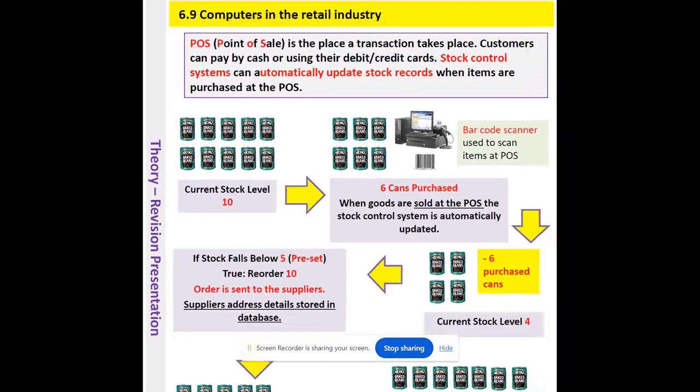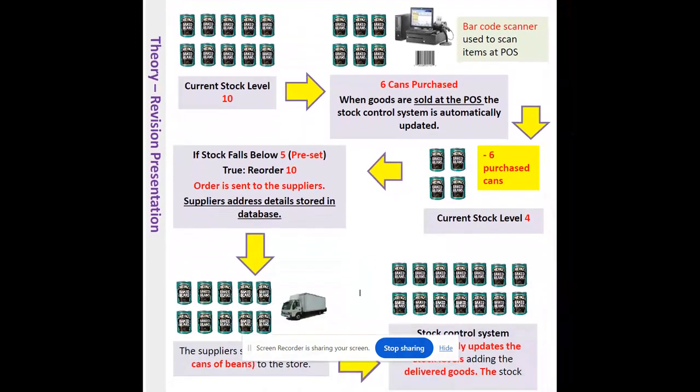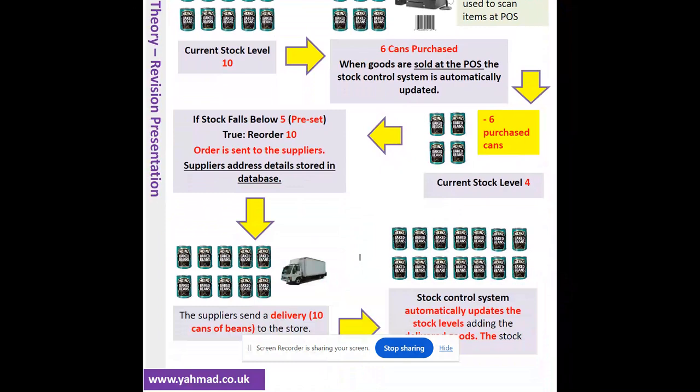So at the POS, guys, every time you purchase something, it's deducted from the stock control. Once it falls below a certain preset, an automatic request is sent to the suppliers, and in the next delivery, X amount of that item is delivered, and the stock control system is automatically updated.